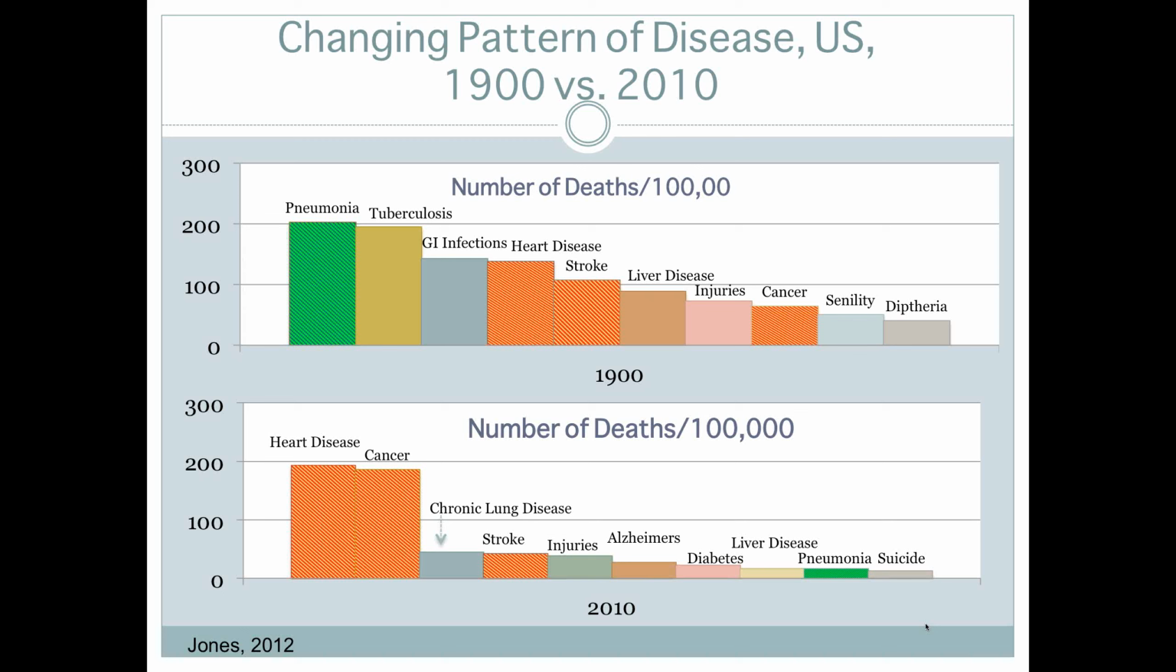If you look at 1900, you see the 2 leading causes of number of deaths are pneumonia and tuberculosis, infectious diseases. You look at the 2 leading causes of death in 2010, you see heart disease and cancer. So the pattern has changed from one of infectious diseases to one of chronic diseases, which calls on different public health approaches to solving these problems.